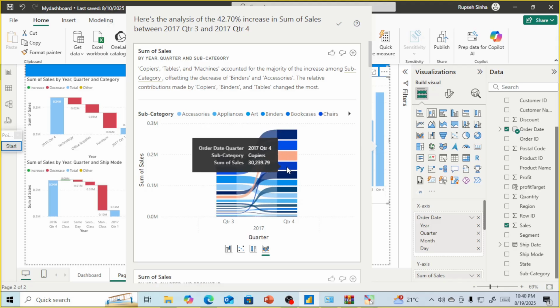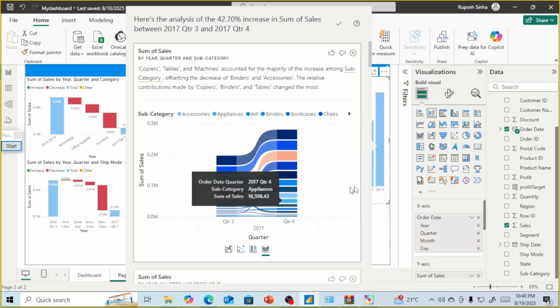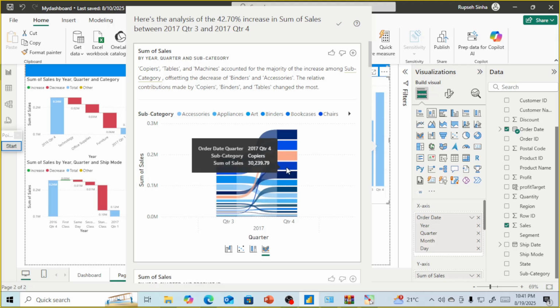Next to tables, this is copier. Copier also, if you see, it was second last. This very thin line you can see, this one, that is the copier. So earlier sales of the copier were very less, but right now it is contributing the fourth highest sales.